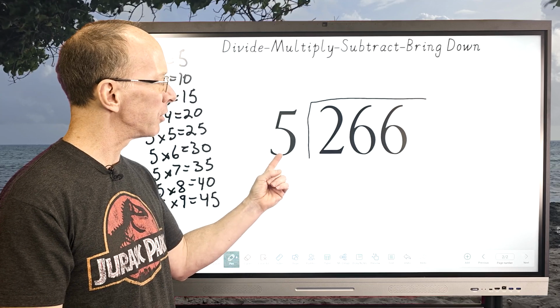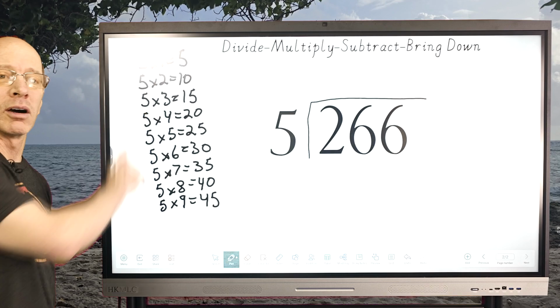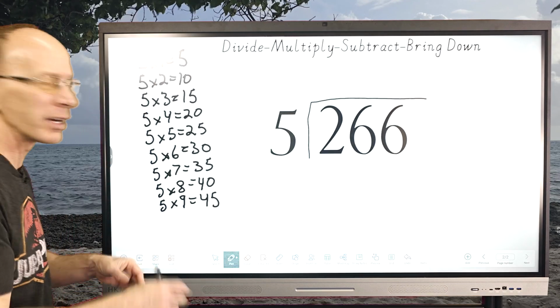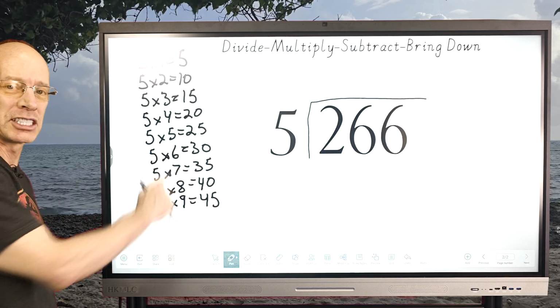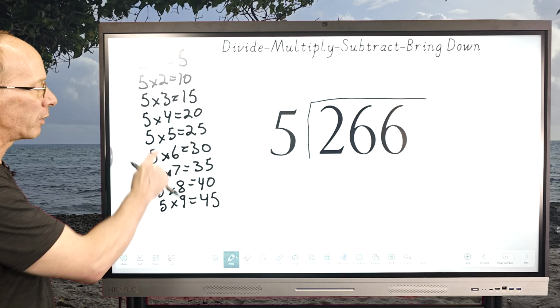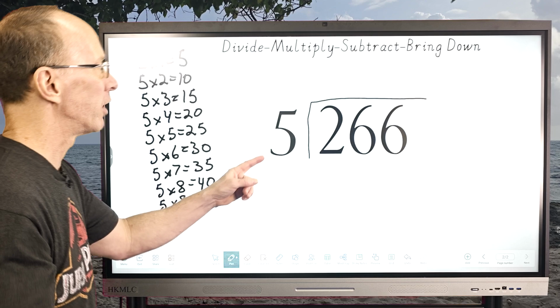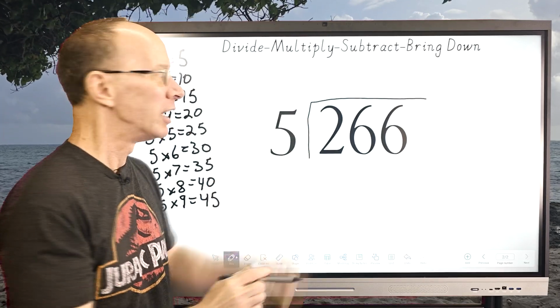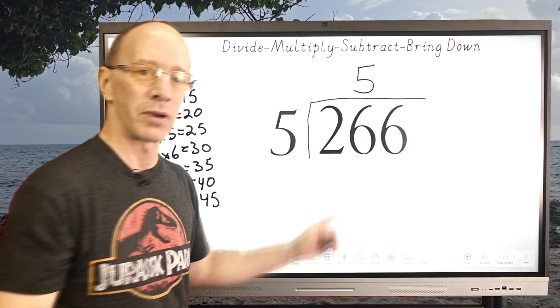So how many times can I put 5 into 26? Well, I wrote down the multiples of 5 right here, and you don't want to go over 26. You want to go just underneath it. So if I were to do 5 times 6, that is 30. It's too big. So I think we want to do 5 times 5. So I'm going to put 5 right here. And the first step of doing division is to divide. So I'm going to put 5 right above that 6 right there.